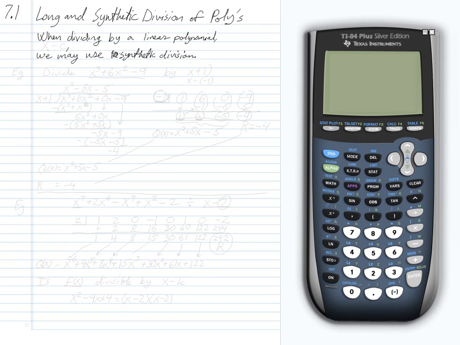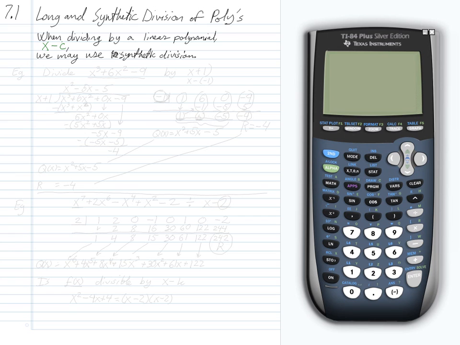So in the last video we saw long division of polynomials, and that method will work to divide any polynomial by any polynomial of a smaller degree. But in the special case where the divisor is linear, that is, if we are dividing by something like x minus c, then we can use a technique called synthetic division.